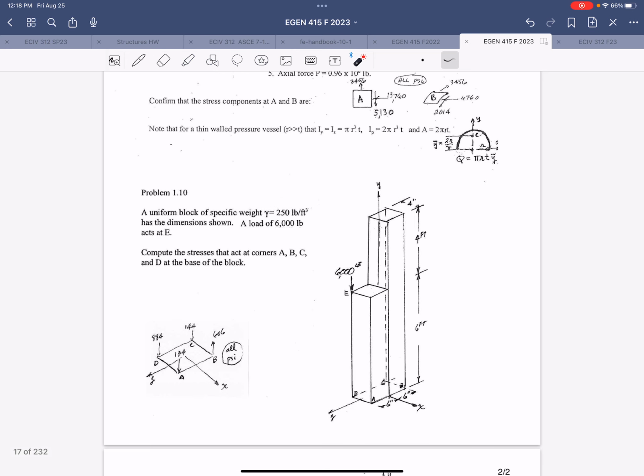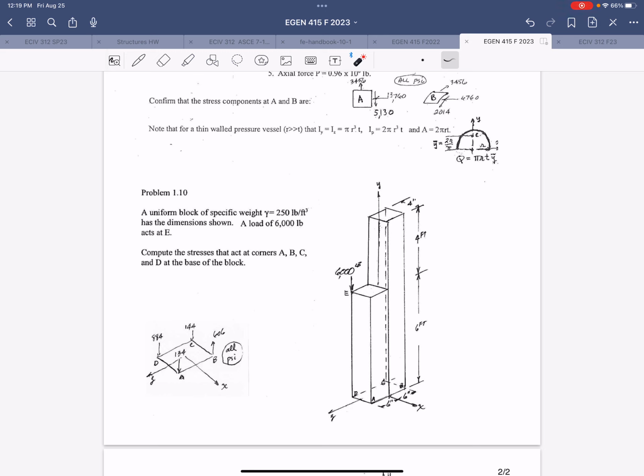And then the second problem is combined loading and load transfer. Really just load transfer. There's one load applied to this system at the corner labeled E. You're asked to confirm that these are the resulting stresses at the corner points at the base. So you'll want to take that load and transfer it to the center, which is on this y-axis, that lands in the middle of the footprint.